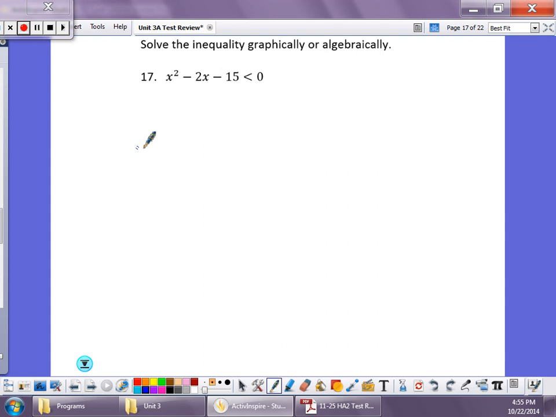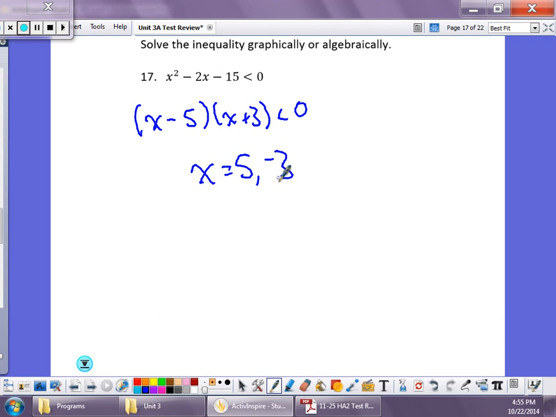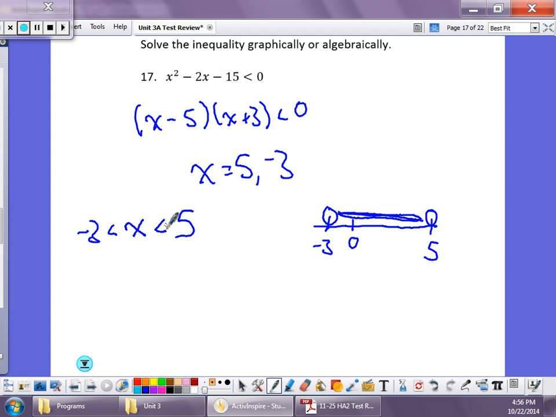Here we want to solve the inequality graphically or algebraically. First thing I want to do is find my zeros. This one's nice and easy. Things that multiply to negative 15 and add up to negative 2 are going to be negative 5 and 3. So that gives me my zeros of 5 and negative 3. I can draw my number line. I have negative 3 and I have 5. I'm going to pick a test point in between those two, 0. Plug in 0 and I get negative 15 is less than 0. That's true. So I have open circles here. I shade in the inside. So I have negative 3 is less than x is less than 5. And that is the solution to the inequality.